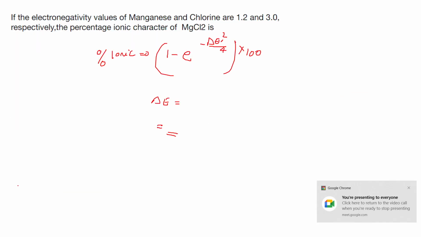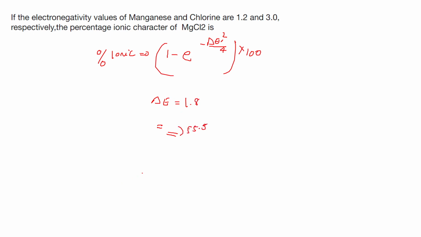Okay, so some of you are keeping the answer, it's correct. You have to substitute the delta E value, it is 1.8. Then your answer will be 55.5%, approximately 56% ionic character.